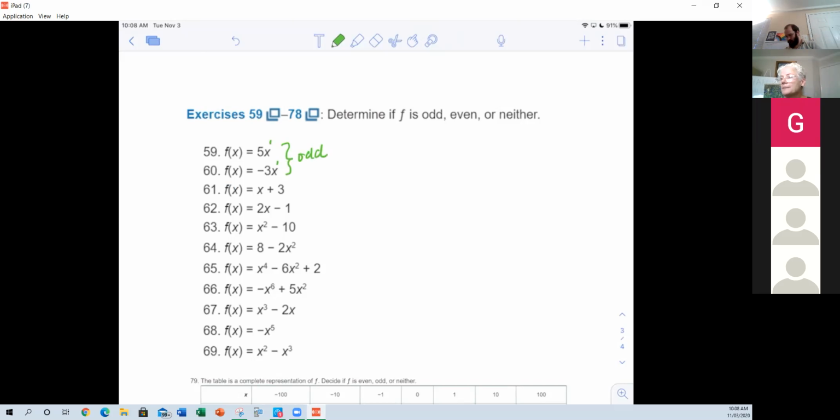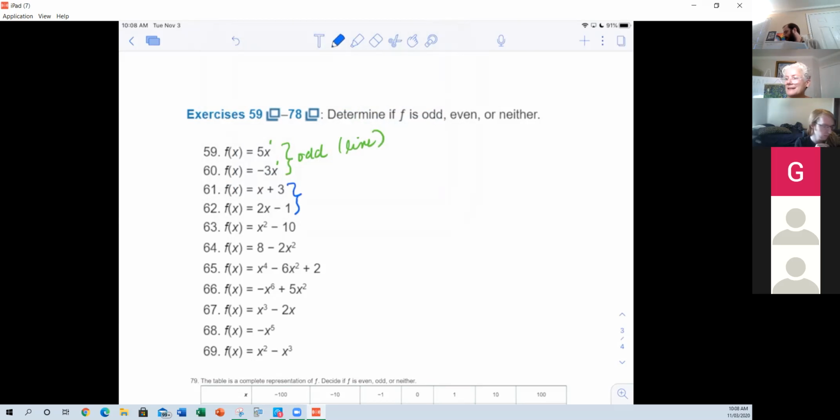And just for fun, what kind of graphs are those? What would the general shape of those be? Anyone? Line, right? Yeah, right. Okay.